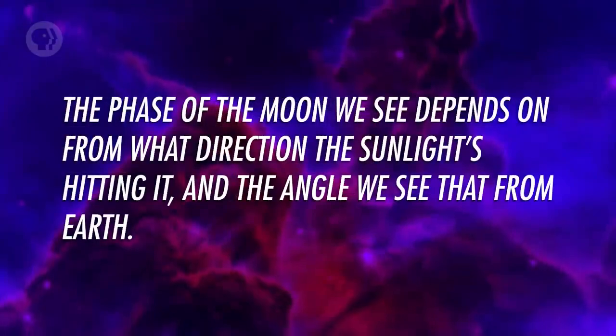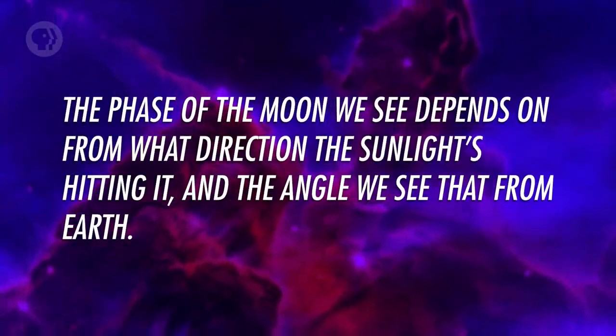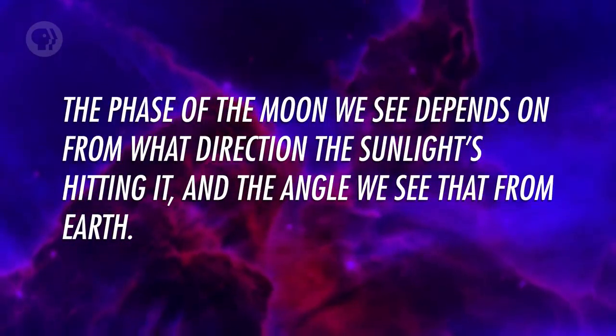Now mind you, I haven't moved anything except our point of view here, so at all times the moon is always half lit and half dark. Remember that. The phase of the moon we see depends on from what direction the sunlight's hitting it, and the angle we see that from Earth.